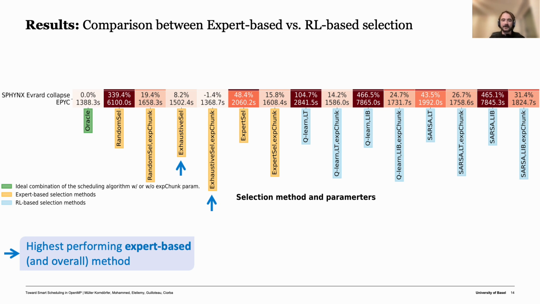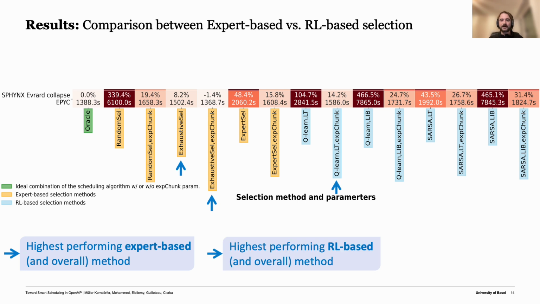As you can see, using exhaustive selection without the chunk parameter was only 8% slower than Oracle, and using it with the expert chunk parameter was actually outperforming Oracle. This shouldn't really happen, but since Oracle is calculated based on separate executions, this is just in the range of the standard deviation of the executions. So it's just a little measurement difference.